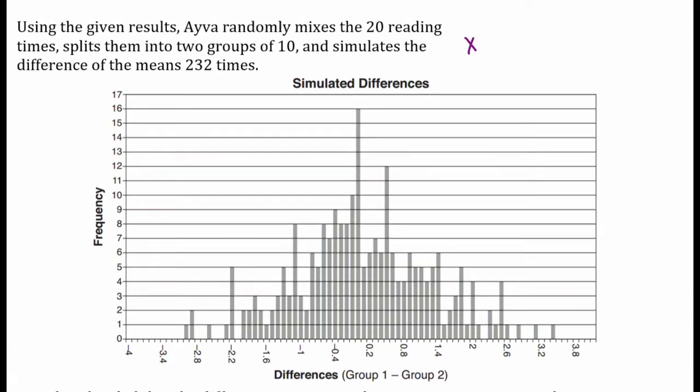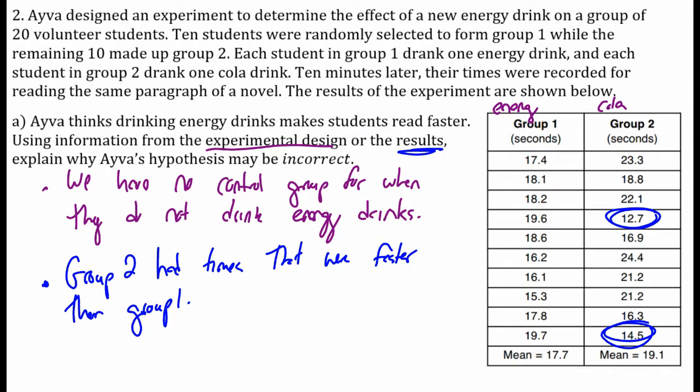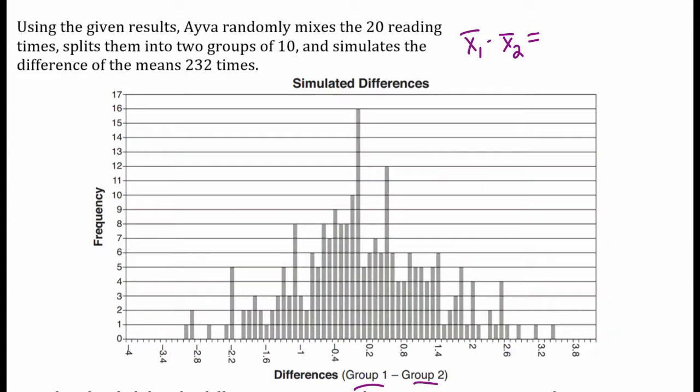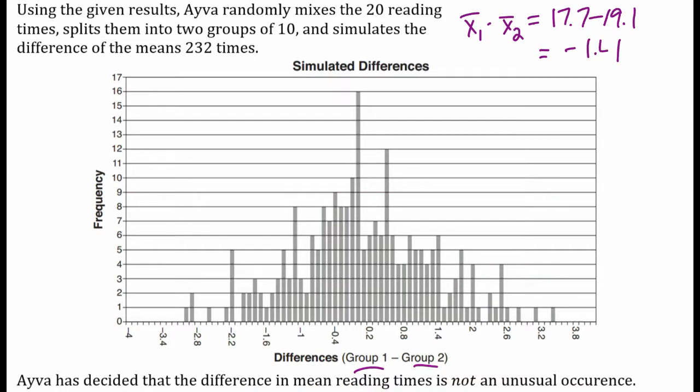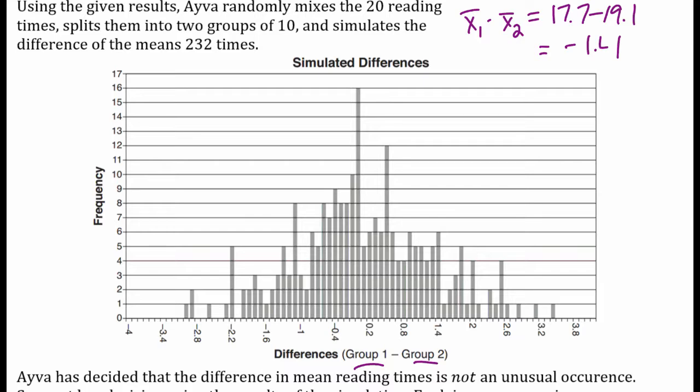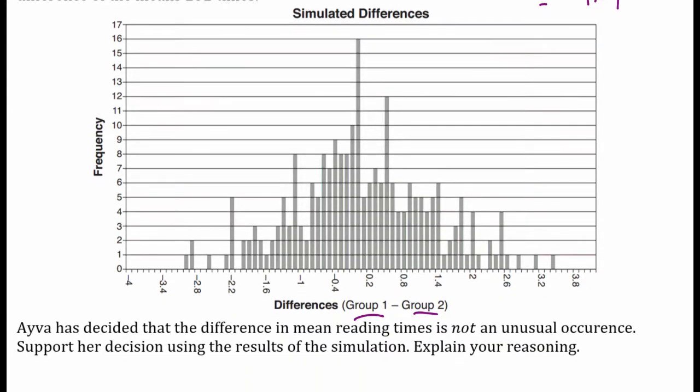So we need to find our difference in means. What was our difference in means? I'm going to do Group 1 minus Group 2. Our difference in means comes out to be 17.7 minus 19.1. That's a difference of negative 1.4. So our difference value in this case is negative 1.4. That's the statistic that we're working with. So we find that statistic on the distribution here. That's negative 0.6, negative 0.5. I'm going to say that's negative 0.4, let's say. Let's say there's my cutoff.